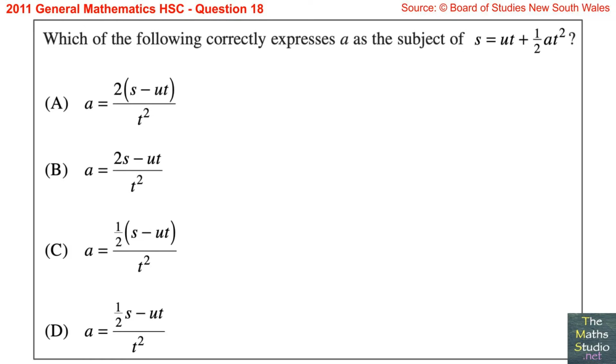Question 18. Which of the following correctly expresses A as the subject of S equals UT plus half AT squared?